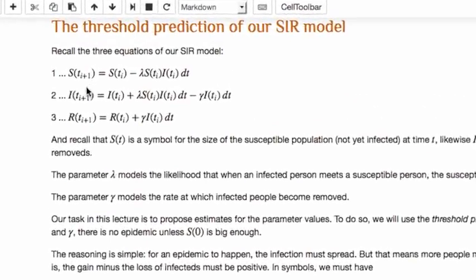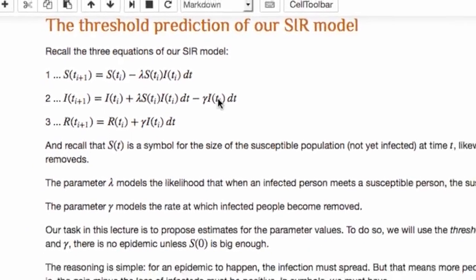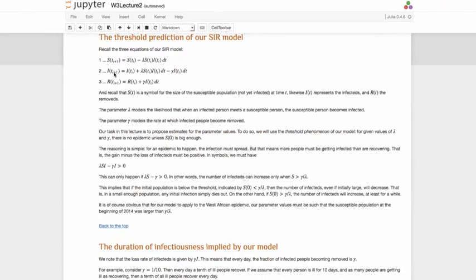If you look at these three equations, S is the number of susceptibles, I the number of infecteds, R the number of removed at any given time. So this is at time t sub i, and then a time dt later is t sub i plus 1. So from one time to the next, the duration is dt, and we can calculate the change by lambda times S times I. They get added to I, but there's also the removals. So obviously the epidemic will only happen if this is positive at the start of the epidemic.